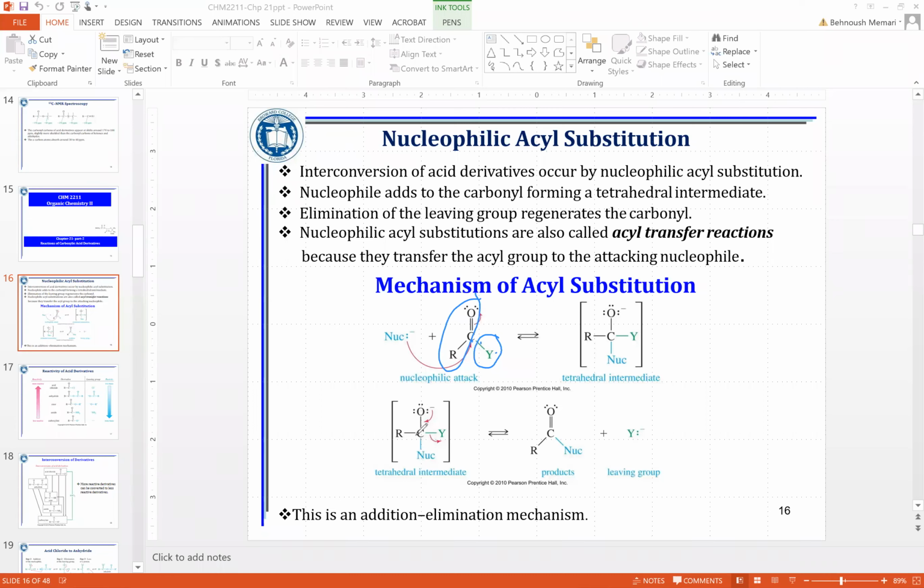The carbon cannot have more than 4 bonds. So when the nucleophile comes in, the weakest bond will break over the oxygen, which gives the negative charge to the oxygen. So you do have a tetrahedral intermediate. It's not stable, so the pair of electrons would go back and the leaving group is going to leave. That's basically the general mechanism for all nucleophilic acyl substitution of the acid derivatives.